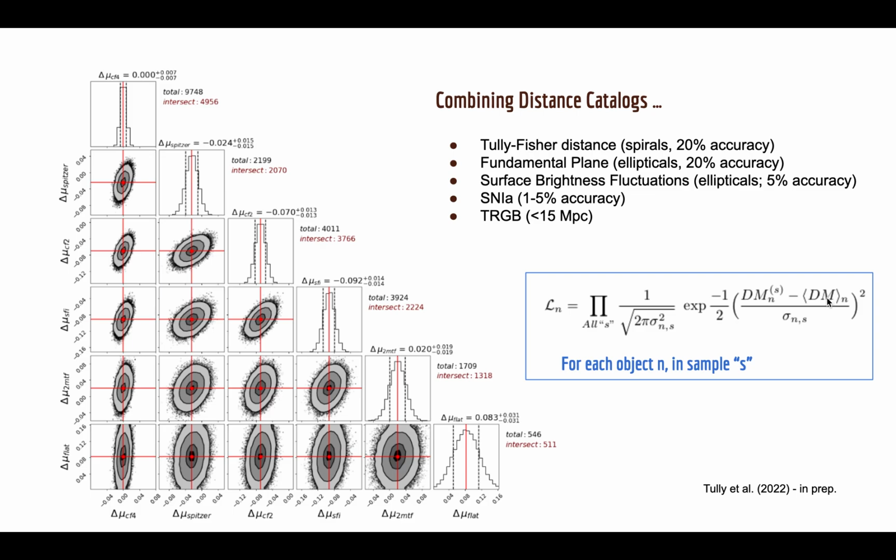And basically in this Bayesian framework, we try to sample all of these relative zero points and find the zero points based on which we should combine these galaxy catalogs.